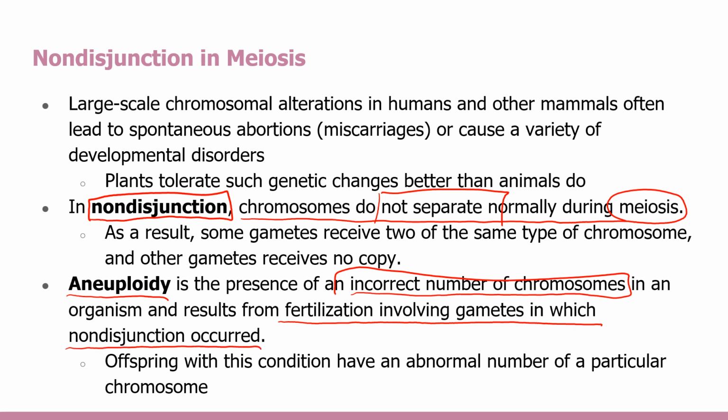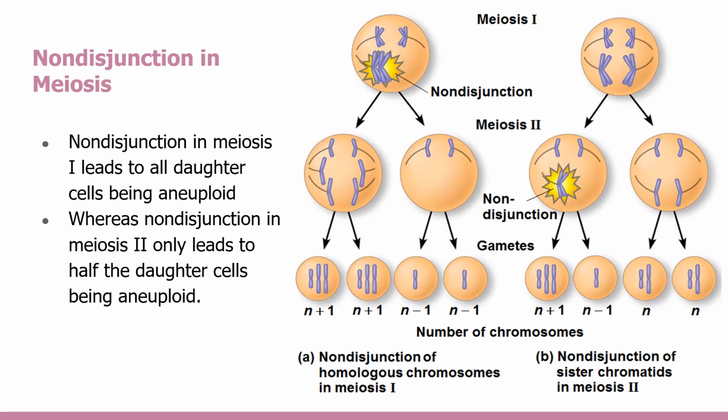So offspring with this condition have an abnormal number of a particular chromosome. So we can see that non-disjunction can happen in meiosis I as well as meiosis II. So in meiosis I, non-disjunction leads to all daughter cells being aneuploid. Okay, so again, incorrect numbers in all daughter cells. Whereas if the non-disjunction happened at meiosis II, again, only half of the daughter cells result in being aneuploid.